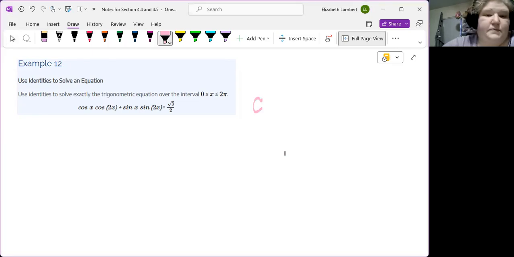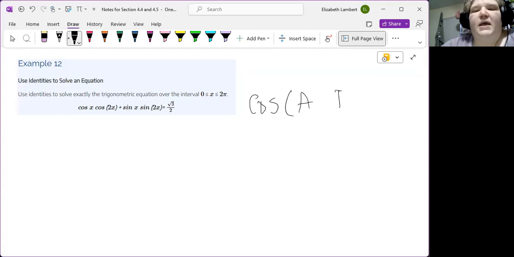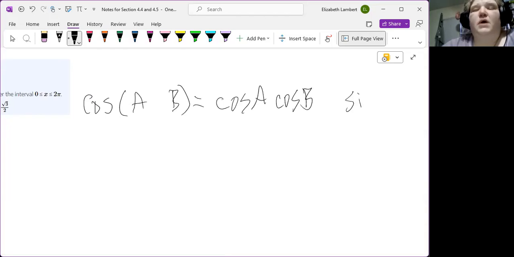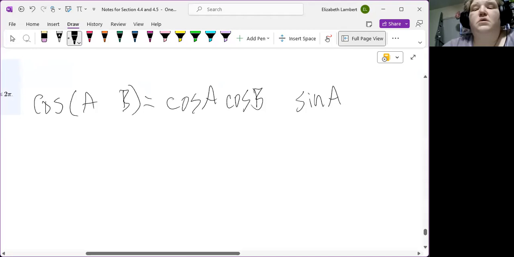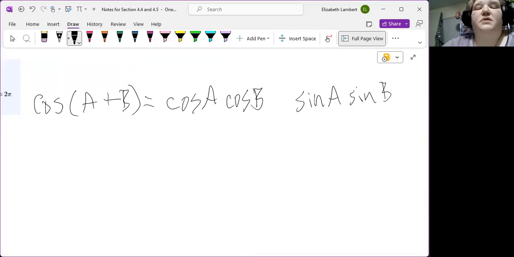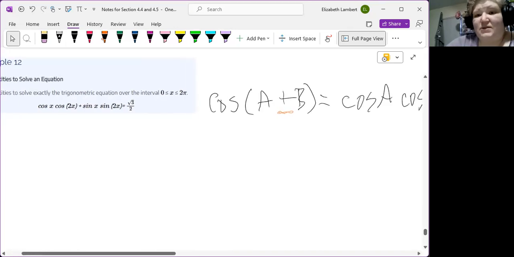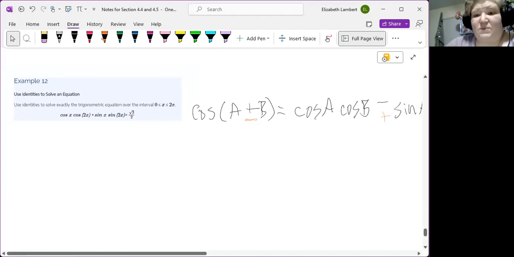So the cosine of A and B is cosine, cosine, sine, sine, AB, AB. If this was a plus, this is a minus. If this is a minus, which, here, let me make that a little more. If this is a minus, then this is a plus. Since we have a plus, this perfectly matches the pattern of cosine A minus B.